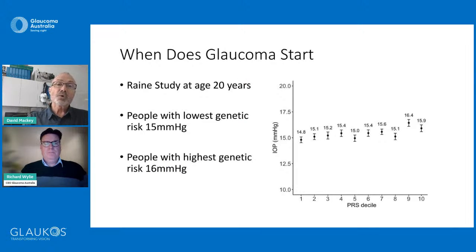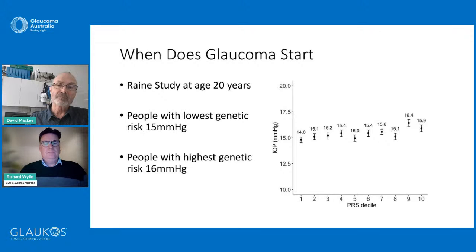Now, we've been doing some work in Western Australia with the RAINE study, and we examined 1,350 20-year-olds about 10 years ago, and we were able to look at their glaucoma.